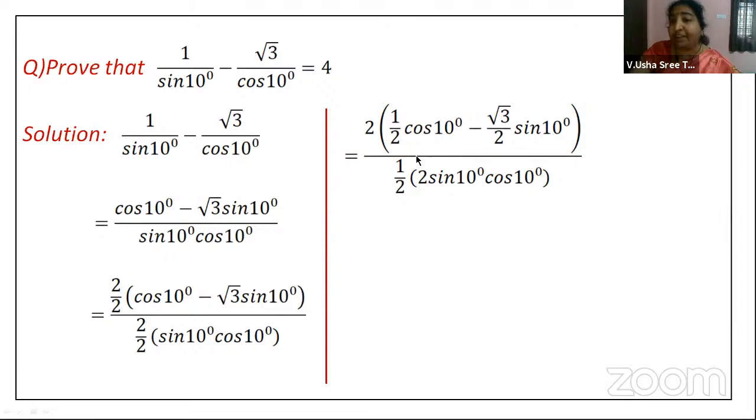Now, we will try to choose a sine term in the numerator for a reason: you are getting sine 2A in the denominator, a sine term in the denominator. Keeping that in mind, we will also try to simplify the numerator part in terms of sine only. Then you should get it out.